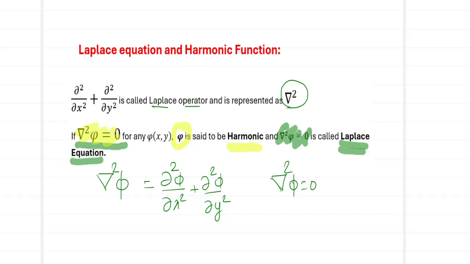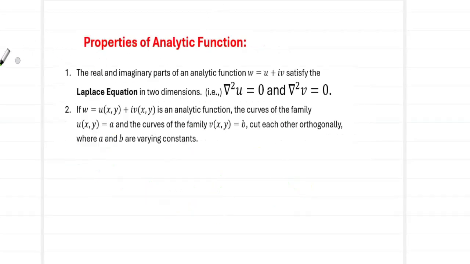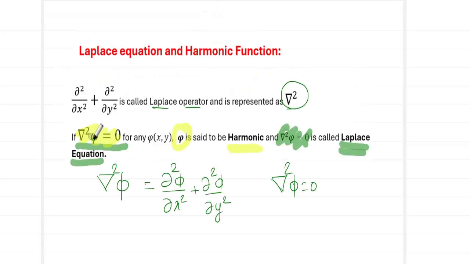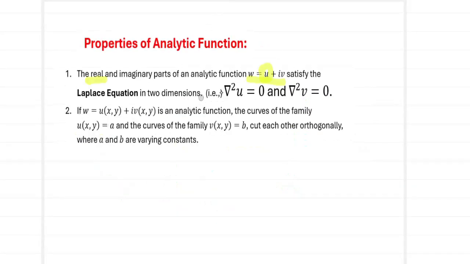So now we will move on to the next slide, which will tell us about the properties of the analytic function. The real and the imaginary part of an analytic function w = u + iv satisfy the Laplace equation in 2 dimensions. What is the real part over here? The real part of the analytic function is u, which says u satisfies the Laplace equation. So over here, in place of φ, I am going to substitute u. So what will be my Laplace equation? ∇²u will now become equal to 0.